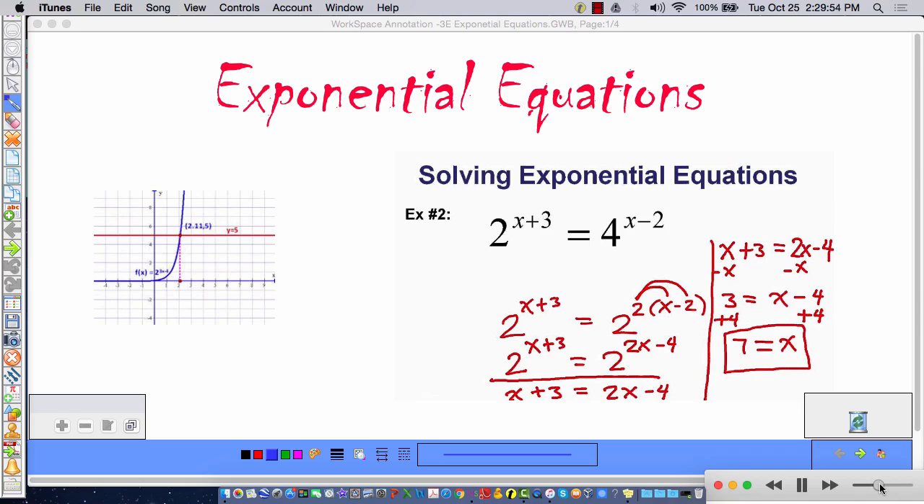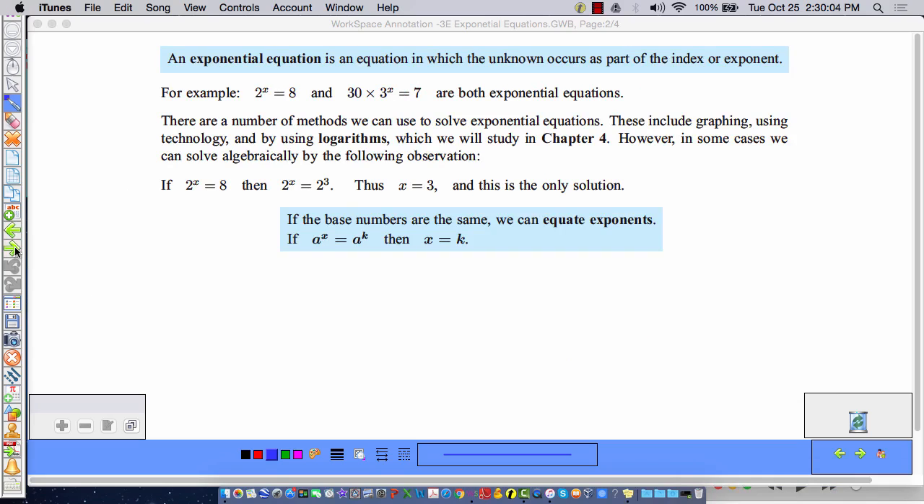So easy. It's the predecessor of working with logarithms to solve those that are more complicated than what we're doing today. Let's get right to it, shall we? An exponential equation is an equation in which the unknown occurs as part of the index or the exponent. So, anytime you have your variable as an exponent, it is an exponential equation.